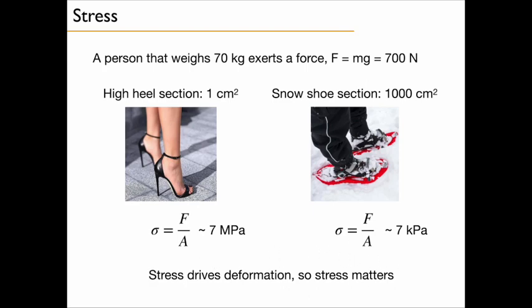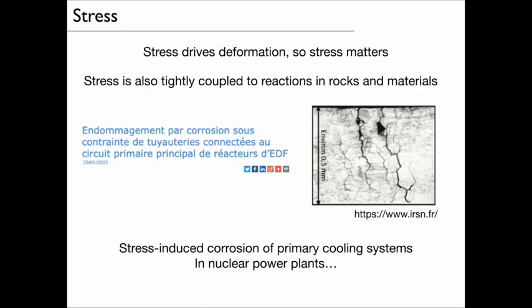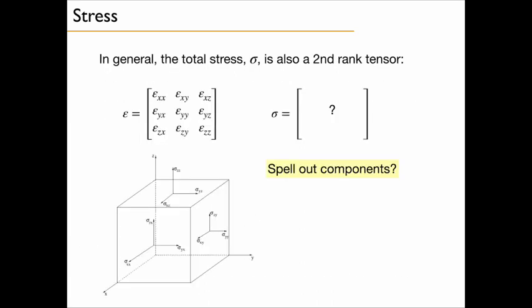It's the stress that matters, and it's not only when you walk, it's also everywhere. So stress drives deformation, it matters. It's tightly coupled to, for example, reactions in rocks and materials, and that's an example of a recent call that was made to study stress-induced corrosion. So corrosion in power plants is governed by stress too. So one has to be very careful with this type of process, because this may affect nuclear power plants.